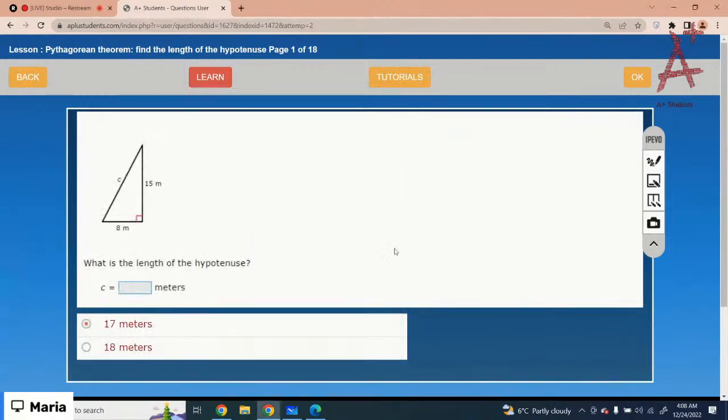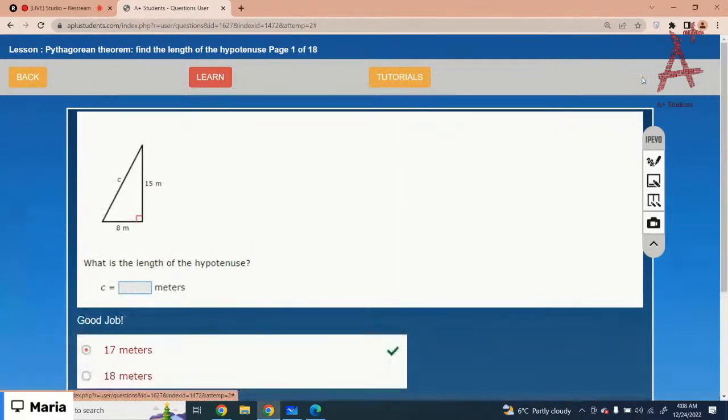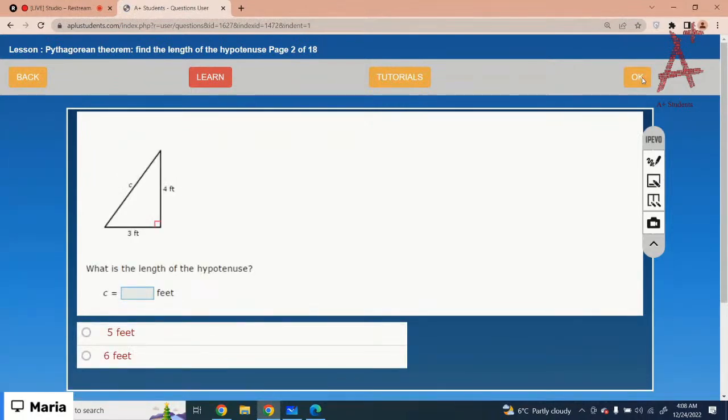Just select the correct option and click on the open. Okay, the next one is you have to calculate the value of c. We know that c square equals a square plus b square.